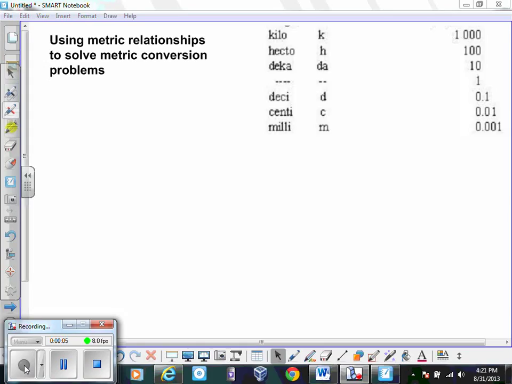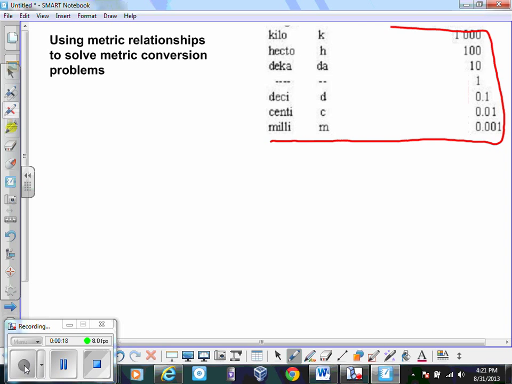This is the second part of a two-part video lesson. And in the last video, we talked about how to get relationships from this table, and we'll review that just a little bit. But what we're going to do today is learn how to use metric relationships to solve metric conversion problems. Okay, so we did talk about how each of these steps from the base is a multiple of 10.